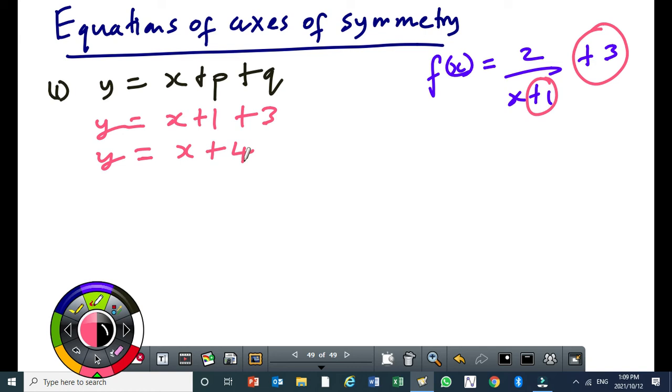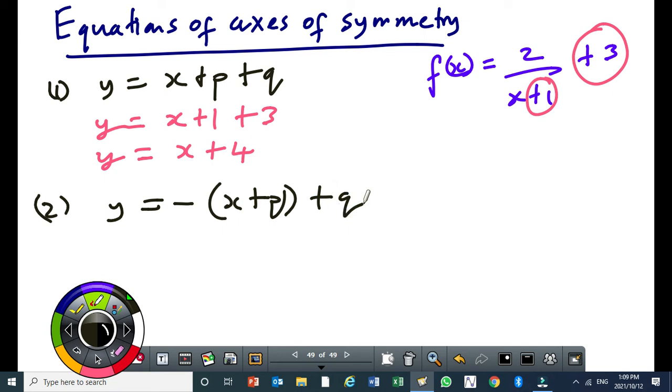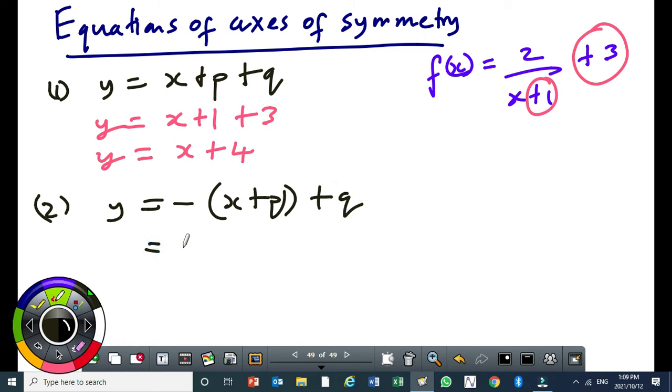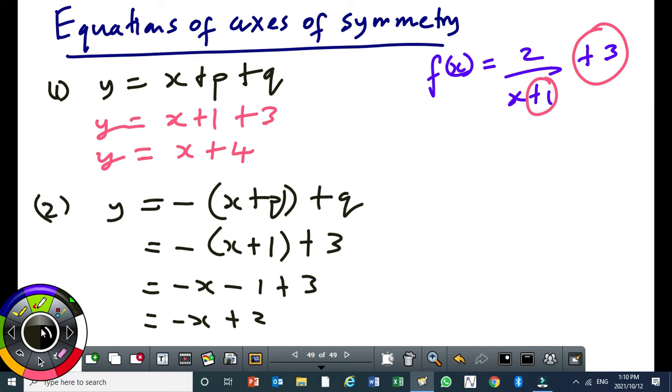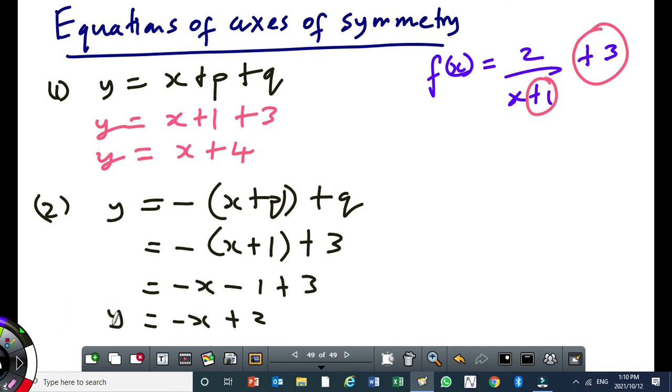Alright? The one with a negative gradient is y equal to minus x plus p plus q. Okay? So this will give me minus x plus 1 plus 3. If I simplify that, I'll end up getting minus x minus 1 plus 3, and we get minus x plus 2. So those are my two lines of symmetry. Okay? Now I'm going to sketch them as well. And I sketch the graph.